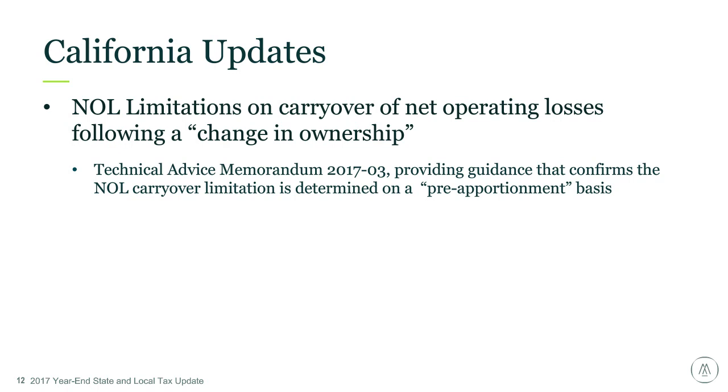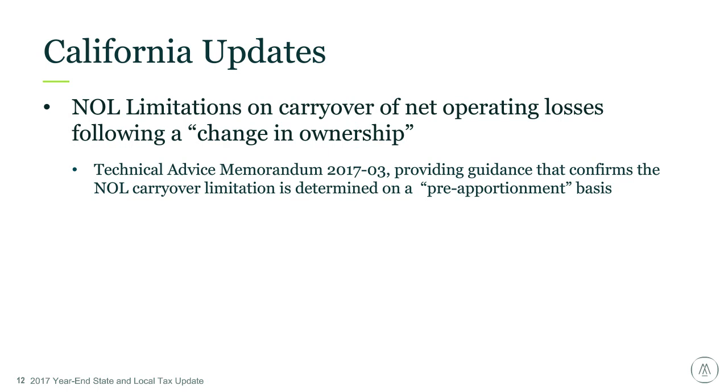So for federal purposes, there have been long-standing rules meant to discourage and limit the trafficking of NOLs or tax attributes in business. And so those rules generally define a change in ownership as a 50% or more change in the ownership of a 5% shareholder. And California conforms to that definition.